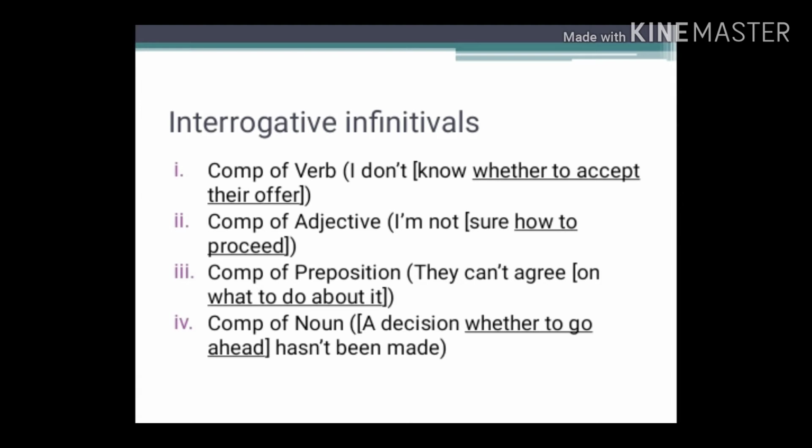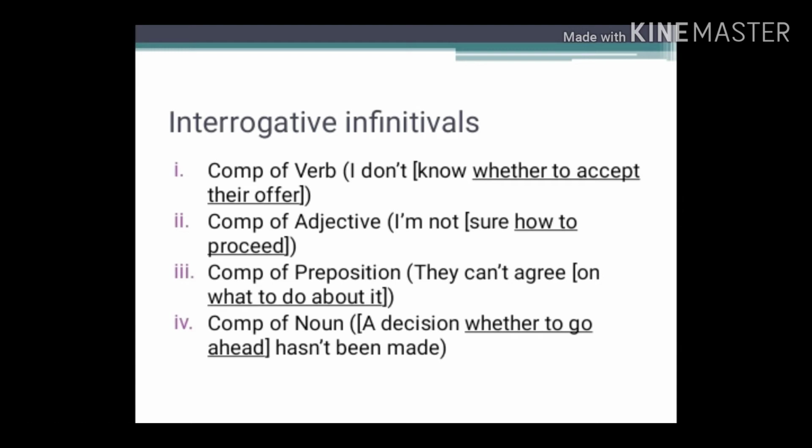The second is complement of adjective. I am not sure how to proceed. How to proceed is an interrogative infinitive, and this refers to sure, the adjective. The third is complement of preposition. The example is they cannot agree on what to do about it. What to do about it is an interrogative infinitive and refers to the preposition on. And the last is complement of noun. A decision whether to go ahead hasn't been made. Whether to go ahead refers to the noun decision.